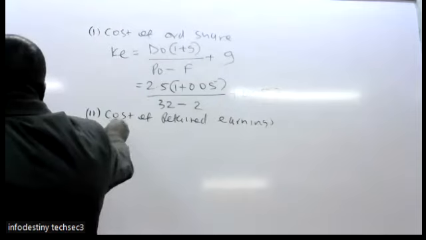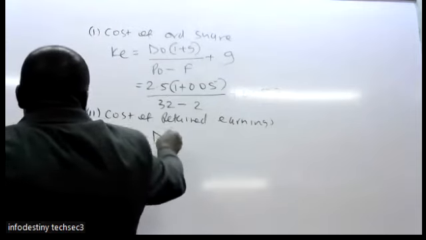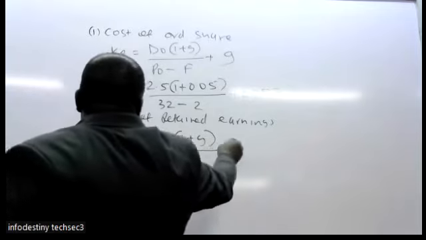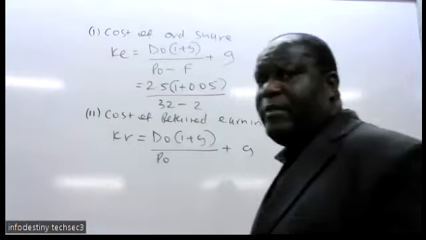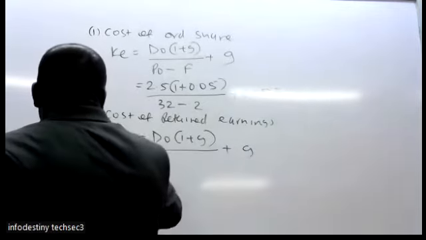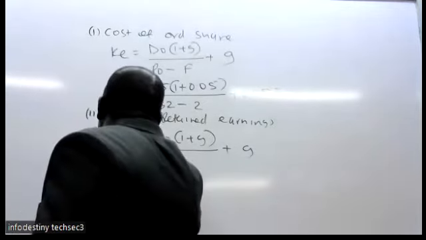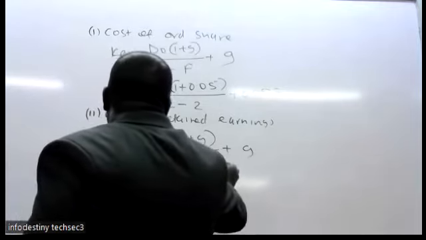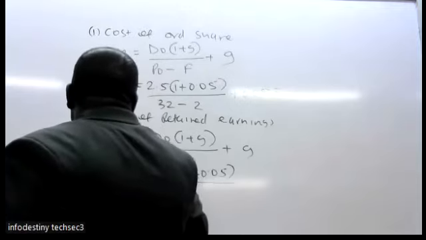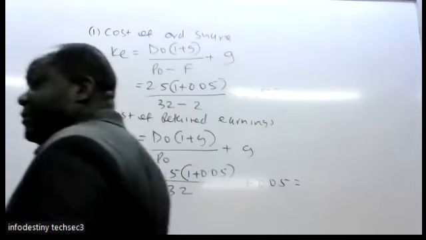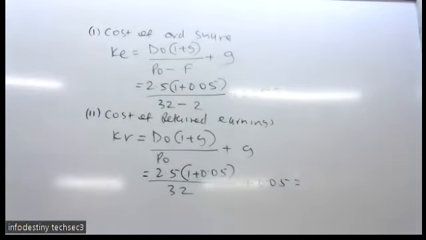So Ke will be D0 times (1 plus g) divided by P0. The same information we have used; what we are excluding is only the flotation cost. So it will be 2.5 times (1 plus 0.05), and we divide by 32. Then you also express it as a percentage.